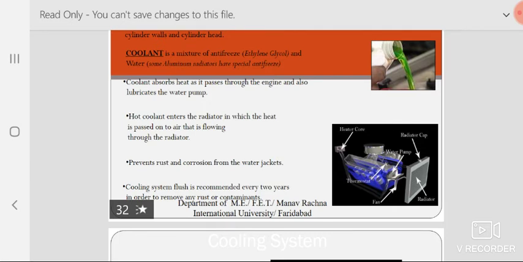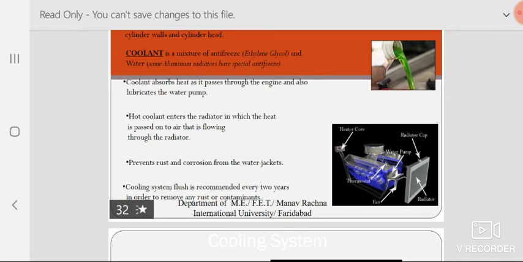Prevents rust and corrosion from water jackets. Coolant not only cools the engine, it also prevents rusting because there is a continuous flow of liquid. If there is any rust formation, any small structure formation, it is washed away by the coolant, and it prevents corrosion from the water jackets. It's a metal structure. It may corrode after a few days, but continuous flow of fluid through the metal jackets reduces the corrosion effect.